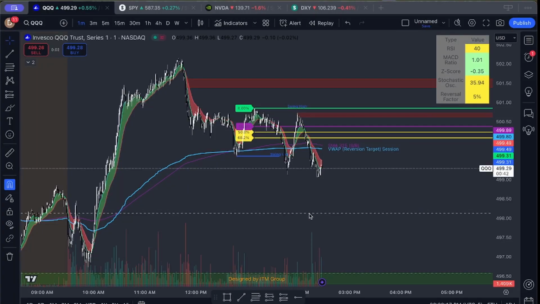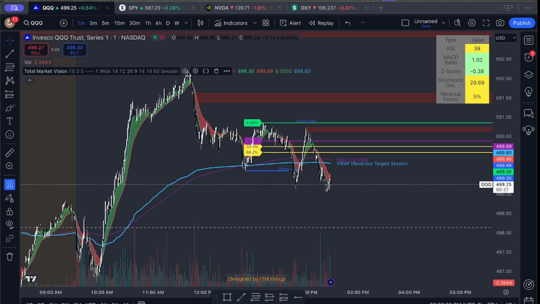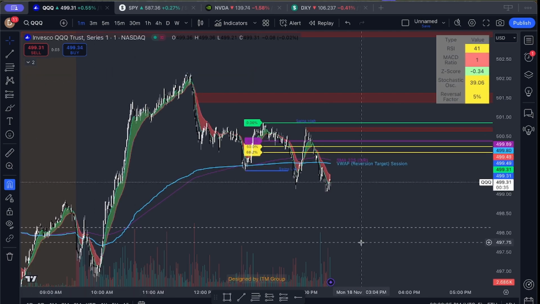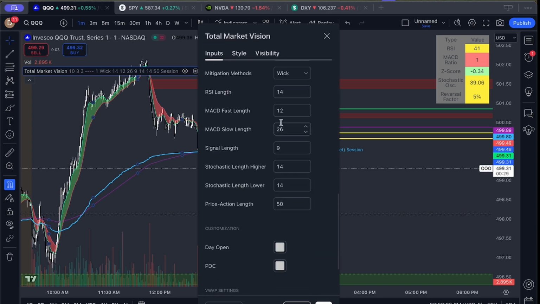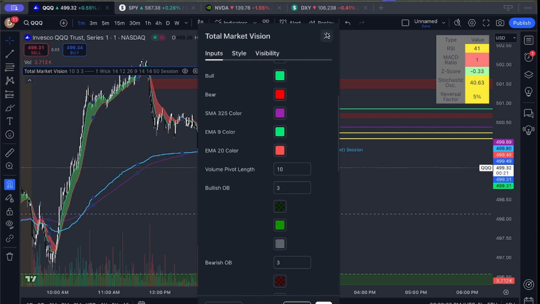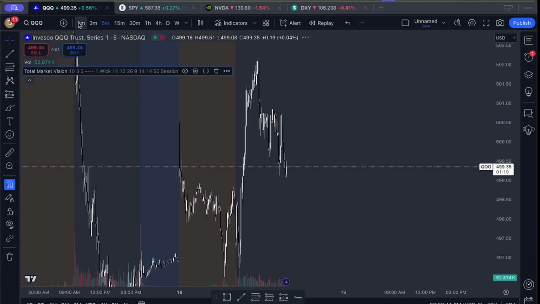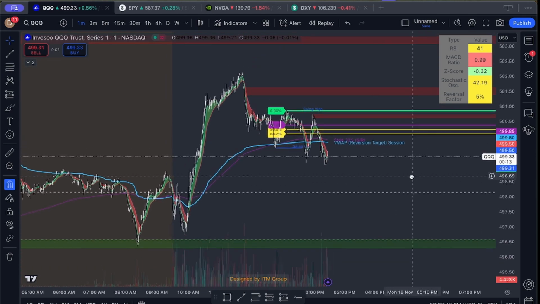All right, so hopefully you guys can see my screen, and here we have Total Market Vision. To apply this, all you have to do is turn it on, and there are a few key settings you should look at before you start. The first one is your anchor period, and you also want to make sure you're adjusting your time frame. What I recommend for day trading is during the session.